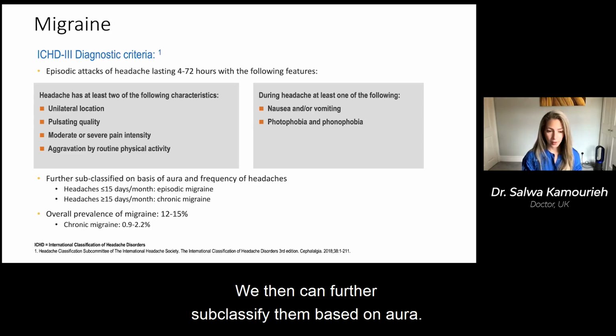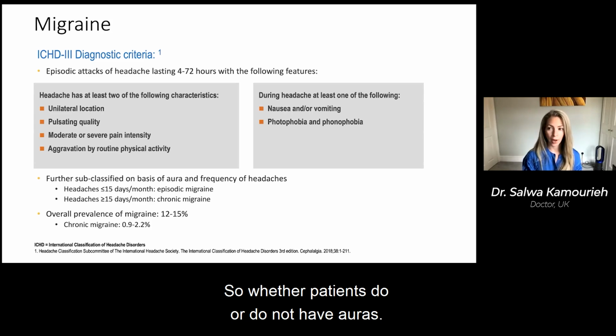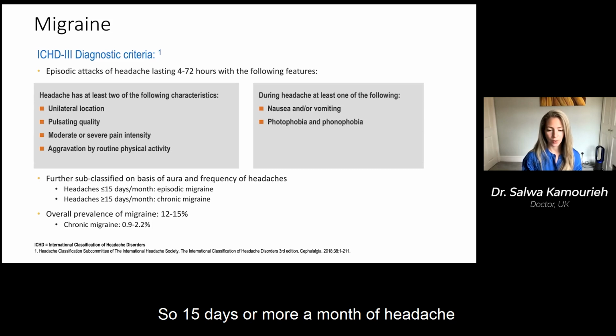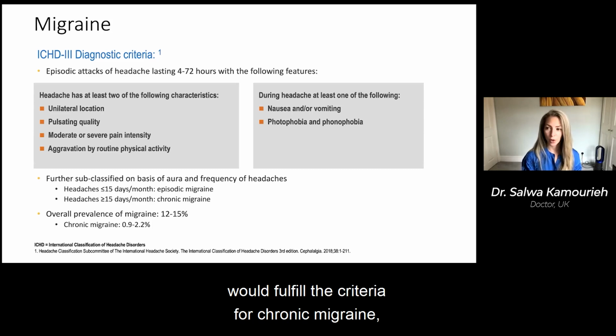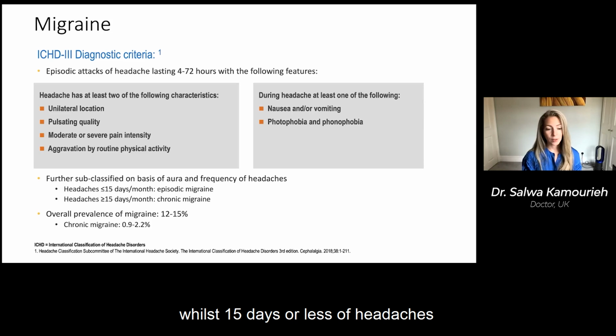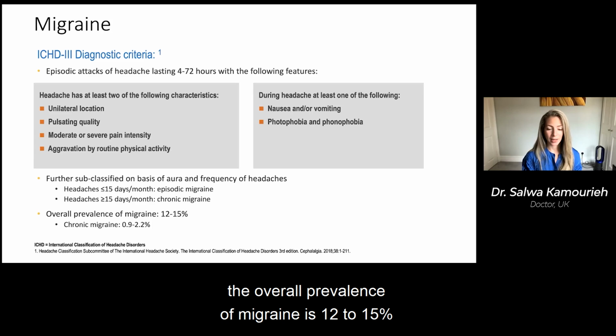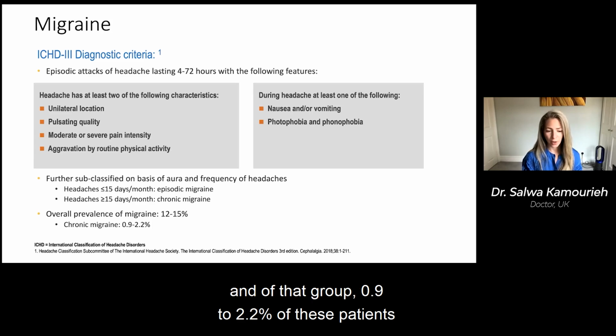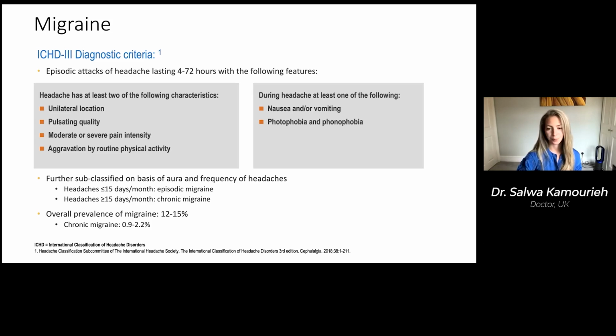We then can further subclassify them based on aura, so whether patients do or do not have auras, and then again on the frequency of the headache. So 15 days or more a month of headache would fulfill the criteria for chronic migraine, whilst less than 15 days of headaches would be episodic migraine. And as you can see, the overall prevalence of migraine is 12 to 15%. And of that group, 0.9 to 2.2% of these patients will fulfill the chronic migraine criteria.